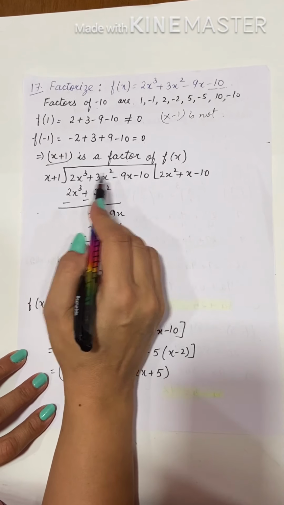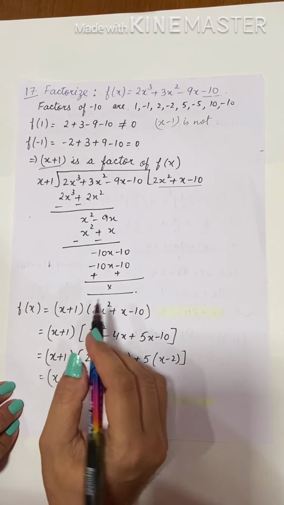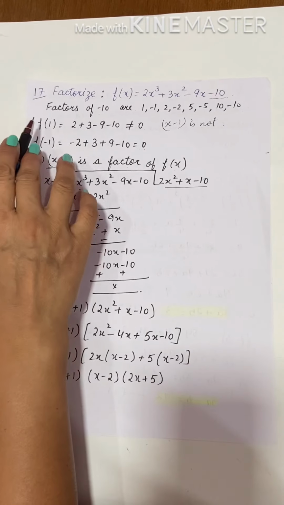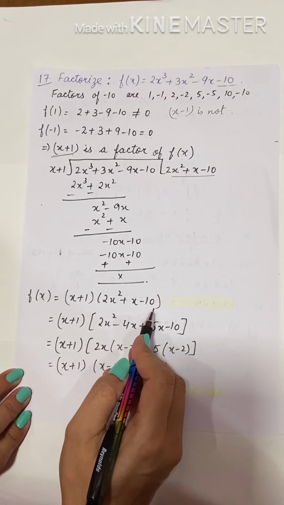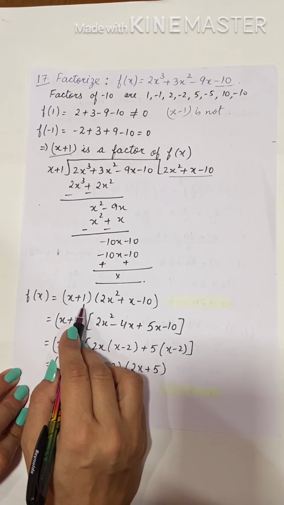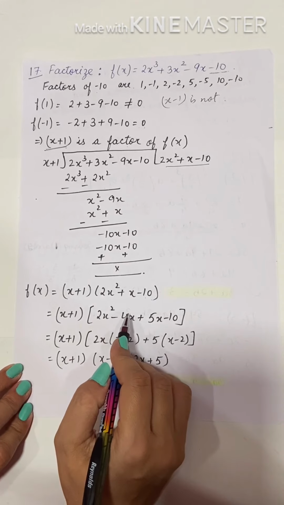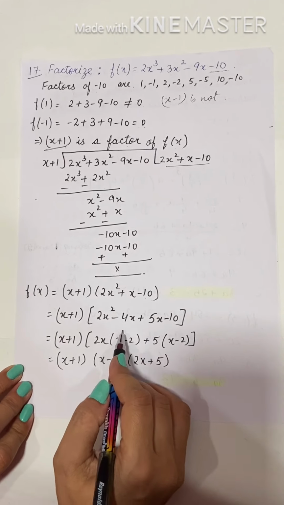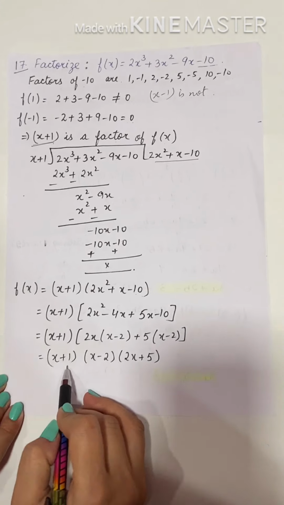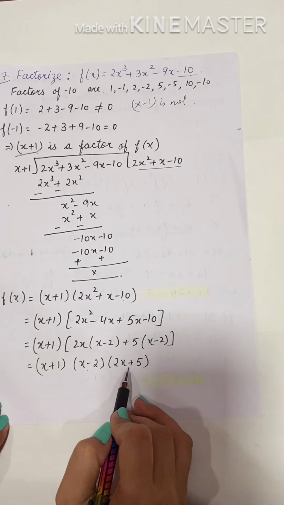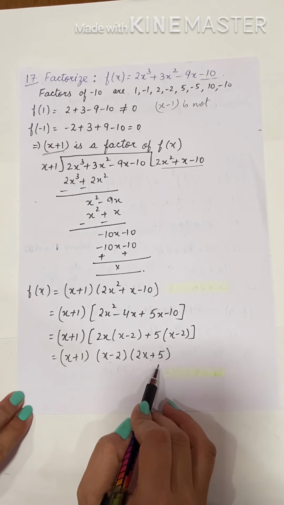We are dividing the given polynomial by x plus 1. The quotient comes out to be 2x square plus x minus 10 and remainder is 0. That means this f(x) can be written as (x plus 1) into (2x square plus x minus 10). So it has been written as the product of a linear and a quadratic factor. Now we are going to factorize the quadratic factor by the middle term split method, and this is what you are going to get: (x plus 1) into (x minus 2) into (2x plus 5). So f(x) has been written as the product of three linear factors.